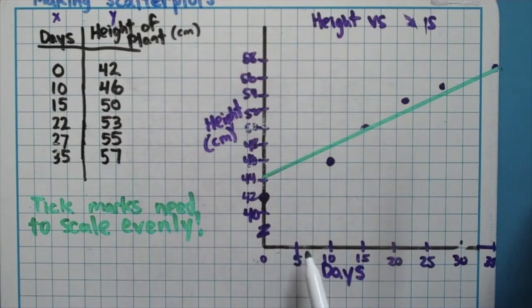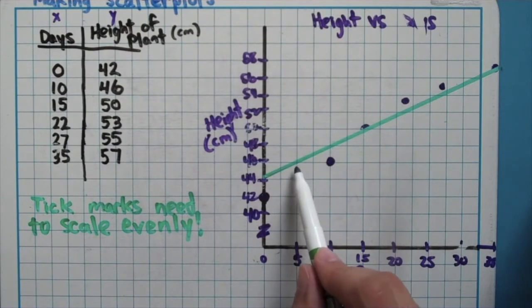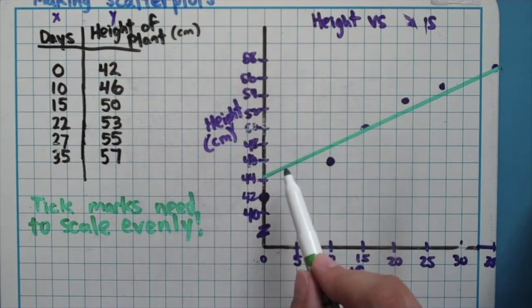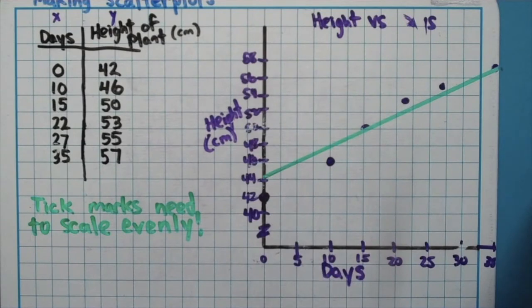We didn't do anything with 5 days. How tall was my plant then? Well, if you go to 5 days, you can follow it up to your line. Looks like according to this line, my plant would have been about 46 centimeters tall. So line of best fit is very helpful in that sense that it lets you make predictions.